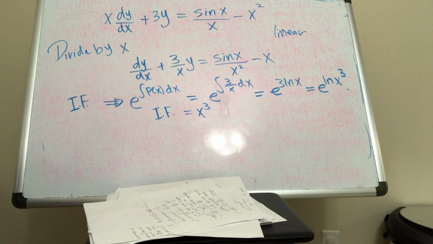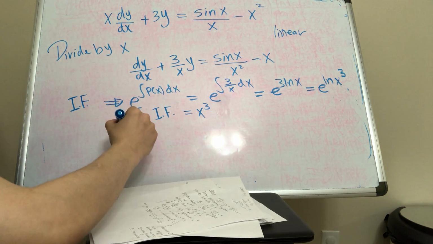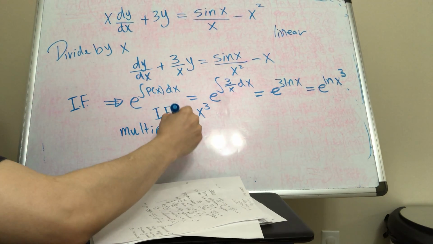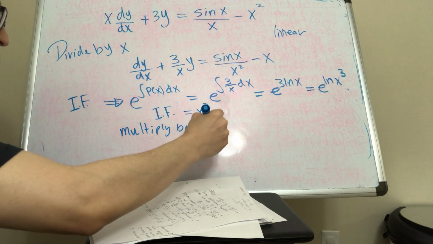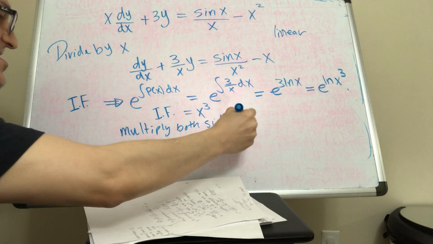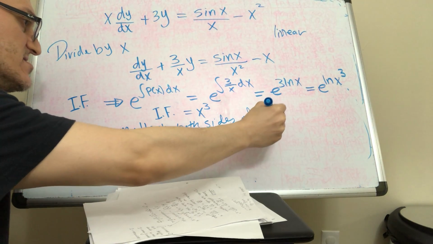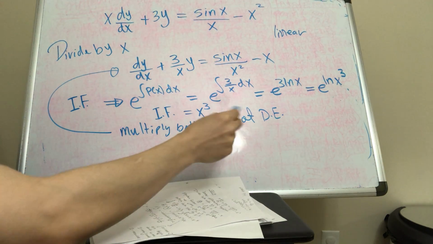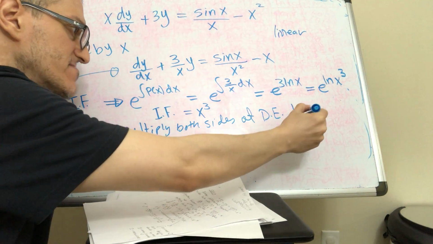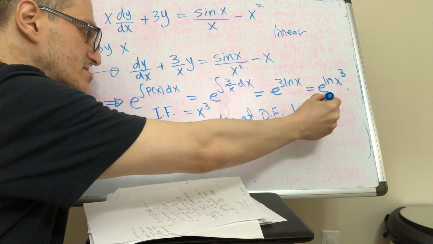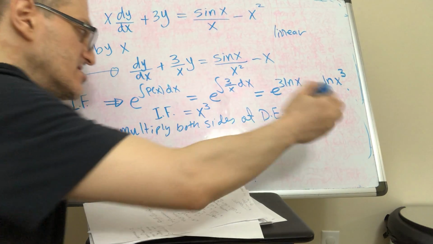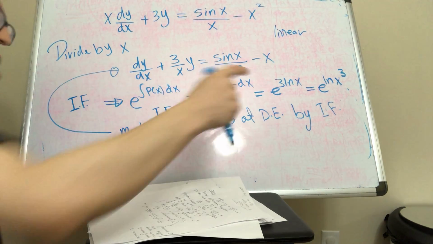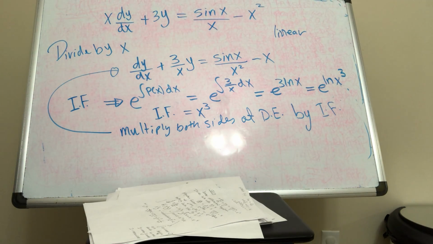Once you have the integration factor, you're going to multiply both sides of the differential equation, this one, by the integration factor. So I'm going to take the x cubed and multiply everything by x cubed.